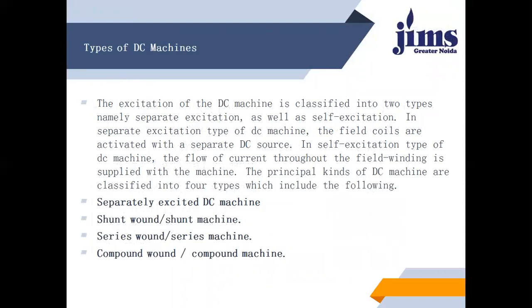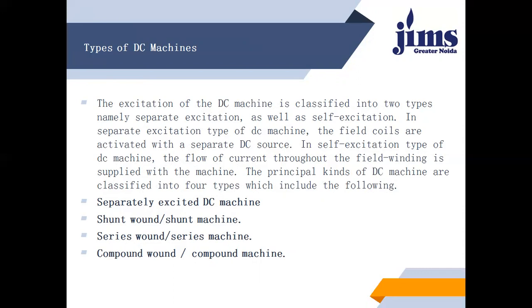The excitation of a DC machine is classified into two types, namely separate excitation as well as self-excitation. Separate excitation means we are taking two excitation processes, and individual excitation is delivered to the rotor side and the stator side. In case of self-excitation, we are using a single DC source which will excite both the stator part and the rotor part. In separate excitation types of DC machine, the field coils are activated with a separate DC source. In self-excitation type of DC machine, the current through the field winding is supplied by the machine itself.